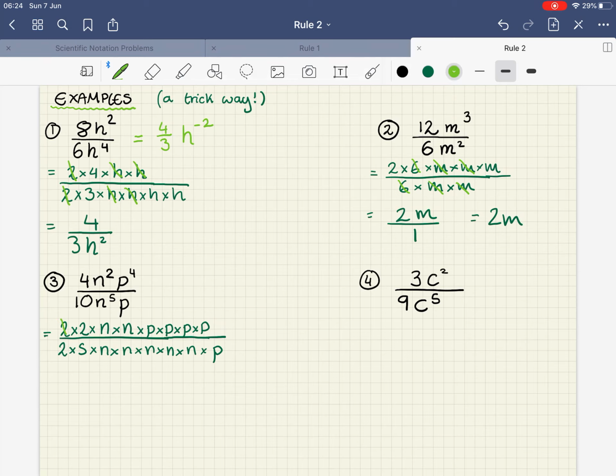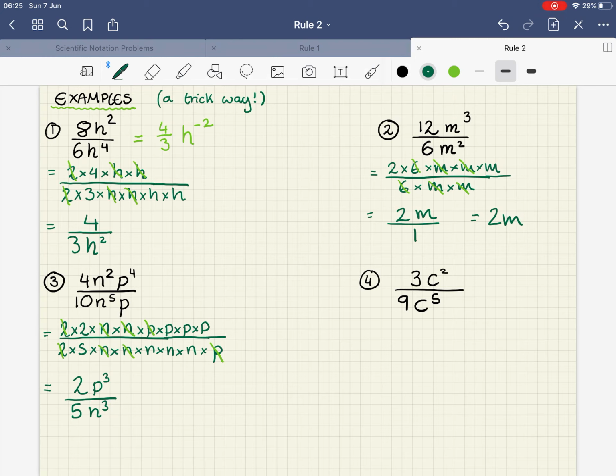So crossing off the pairs, 2 and the 2, an n and an n, n and n. And then I've got no more n's on the top, but I do have a pair of p's. And so collecting everything that's left back together, I've got that 2. Then p times p times p. I've got 3 p's there, so that's just going to be p to the power of 3. And then on the bottom, I've got 5 left and 3 n's, so that's going to be n to the power of 3.